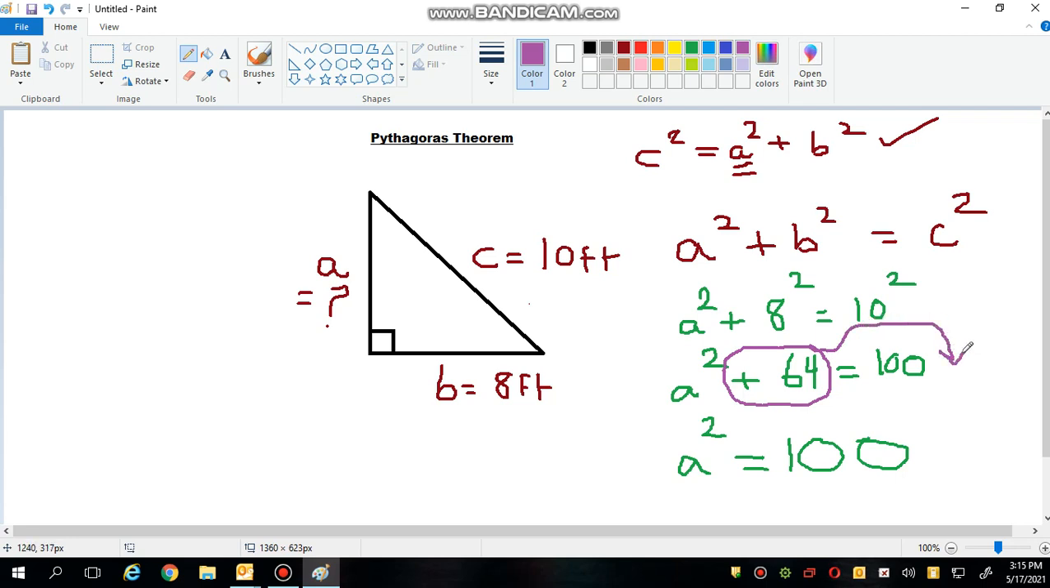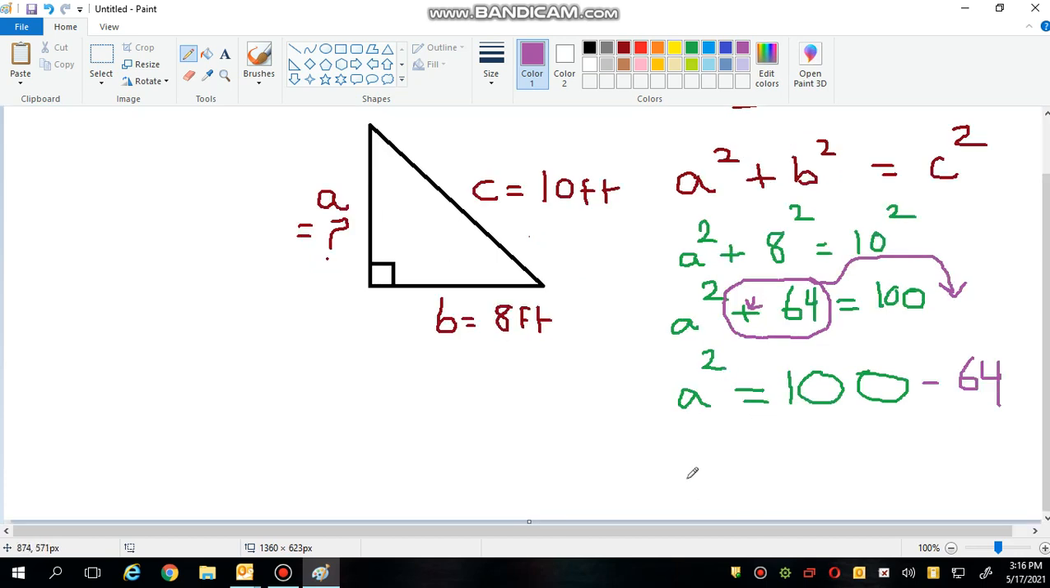And whenever a number jumps across the equal sign, whatever the number is here, whether it's positive or negative, in this case it's positive, it turns into negative. So that'll be minus 64. Okay? Don't forget the basic algebra rule, guys. When a number jumps across the equal sign, plus changes to minus, minus changes into plus. Always. And now we know that a squared is equal to 100 minus 64, which if I'm not mistaken is 36.